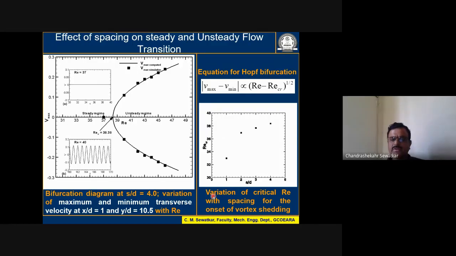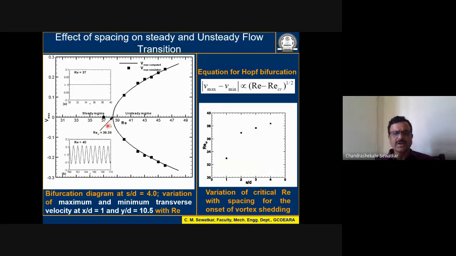We also looked at the variation of critical Reynolds number with spacing for the onset of vortex shedding. It must be understood that this is the Reynolds number beyond which the vortex shedding occurs. Below this, there is no vortex shedding. Why does vortex shedding occur at such a Reynolds number? What is so specific about it? That was the critical question asked by the researchers to us, and we developed the thought process for that, and then we published it in the journal Physics of Fluids.